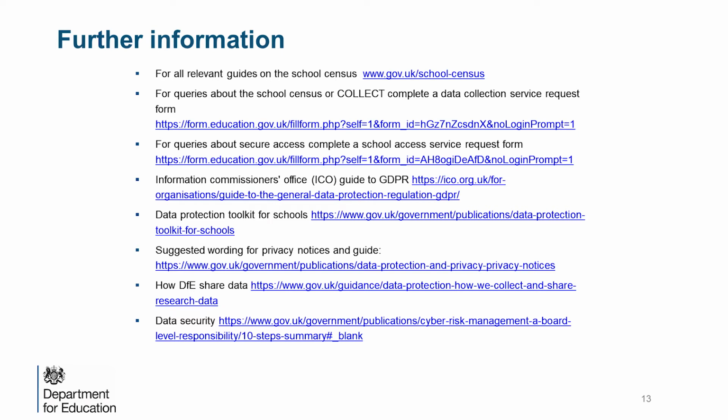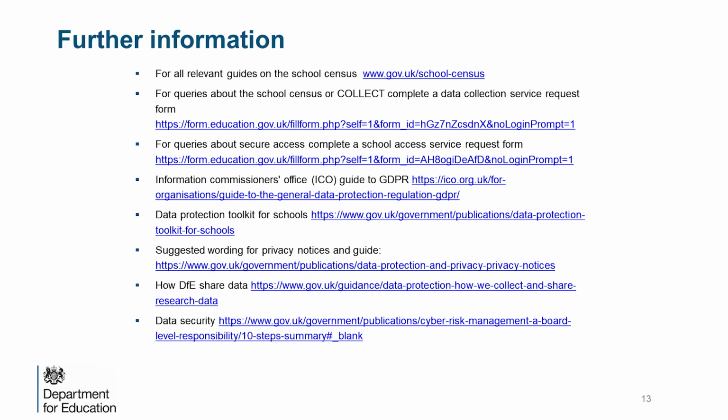In addition to the online documents, we also provide a data collection forum. The purpose of the forum is to provide a facility to allow customers to exchange ideas and good practice relating to specific data collections and related EDD systems. To gain access to this forum, please complete a service request form.